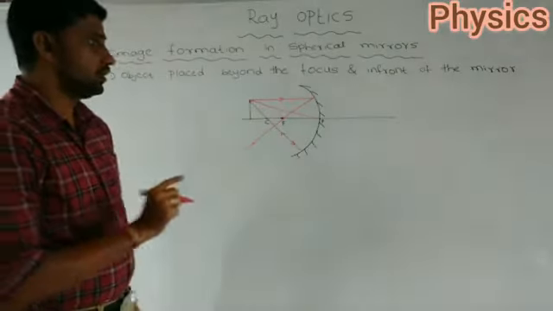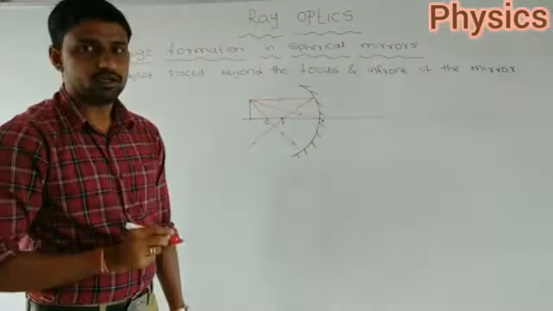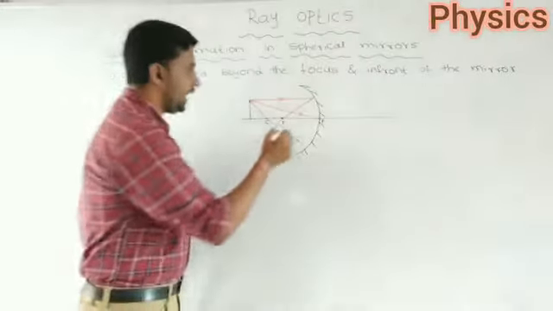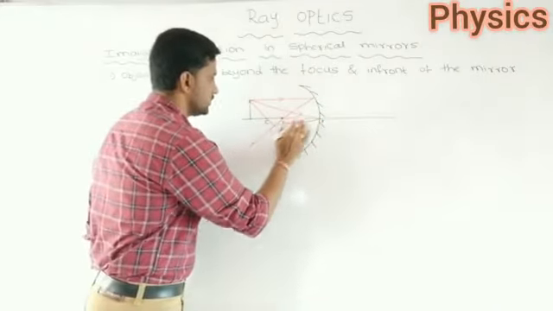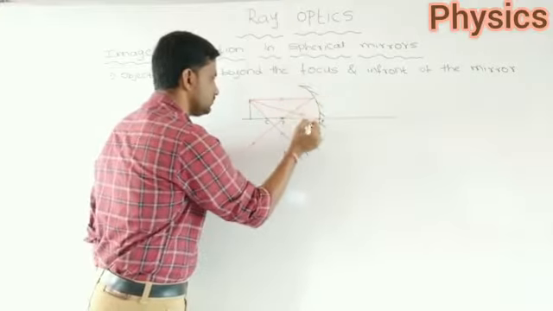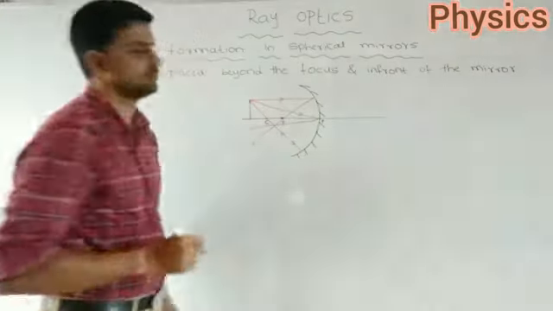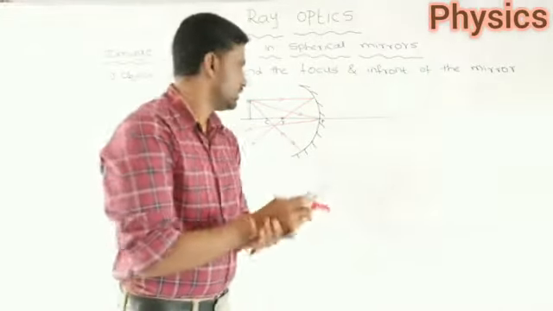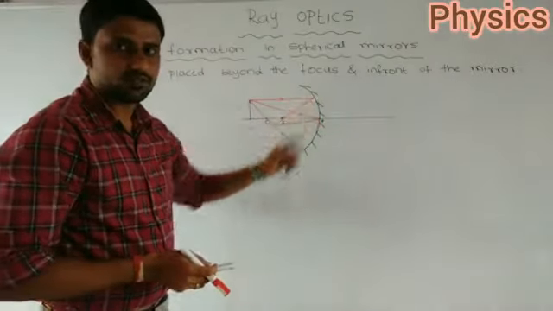When it hits the pole of the concave mirror, it will obey the law of reflection, and this one reflects like this. This incident ray will reflect like this. So here we will observe there are three different rays incident on the reflecting surface of the concave mirror.